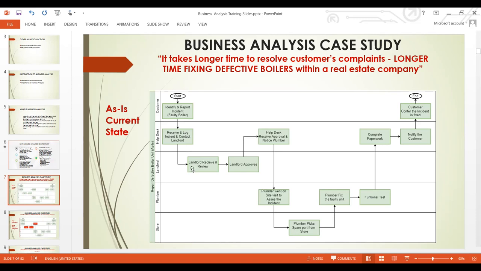Now the landlord will receive the call and review the incident. The landlord will then approve and report back to the help desk that yes, you can go on and fix the boiler. Then the help desk will receive approval and notify the plumber. The plumber will receive the notification and go on a site visit to assess the faulty boiler. After assessing it, he finds that some part of the boiler has broken down and needs a change or repair.